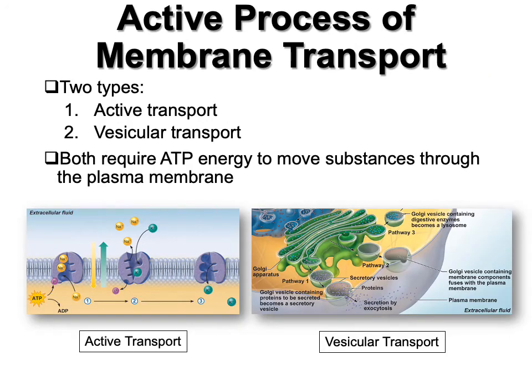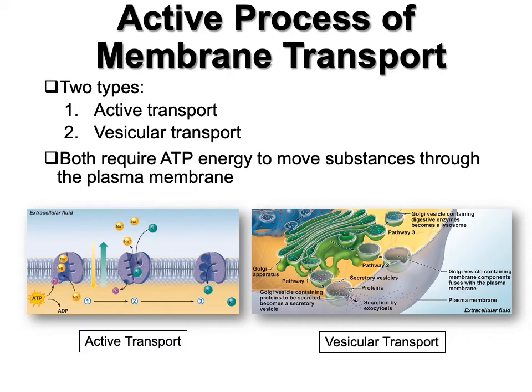Active process of membrane transport. Unlike passive transport, active transport requires energy in the form of ATP. However, like facilitated passive diffusion, active transport uses specific carrier proteins to get the job done. These carrier proteins pump solutes across the cell membrane against their concentration gradient. That's the key thing. Active transport is against the concentration gradient.